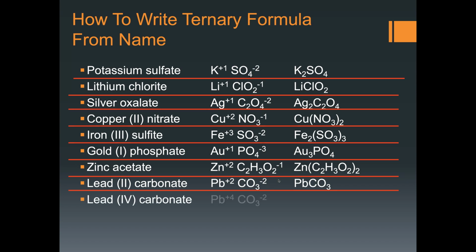Lead 4 carbonate, now the charges are the same. We could drop and swap and make this Pb2(CO3)4, but a 2 to 4 ratio would simplify to a 1 to 2 ratio. We need two negative 2's to make negative 4, which is what it takes to cancel out a positive 4. That's how to use parentheses around polyatomic ion formulas.